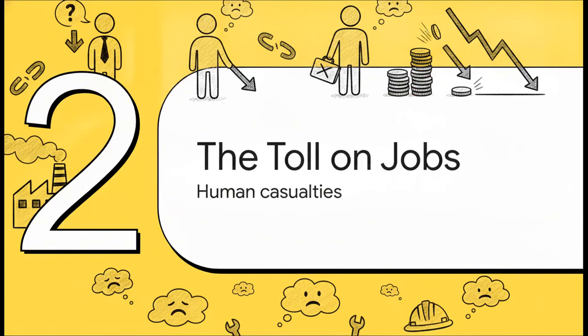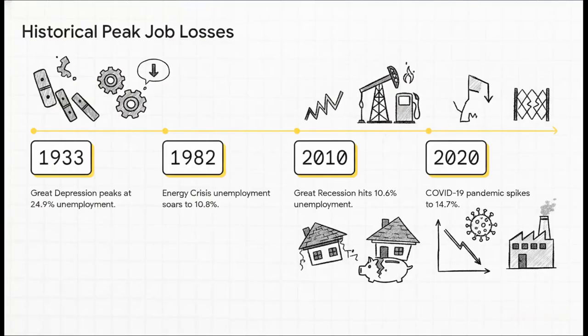Section 2, the toll on jobs. Numbers on a spreadsheet are one thing, but employment is where downturns really hit home. Looking at historical peaks, the U.S. labor market operates in distinct, sometimes brutal cycles. We've seen massive job losses strike during the Great Depression in the 30s, the energy crisis in the early 80s, the Great Recession peaking around 2010, and, of course, the incredibly short shock of the COVID-19 pandemic.